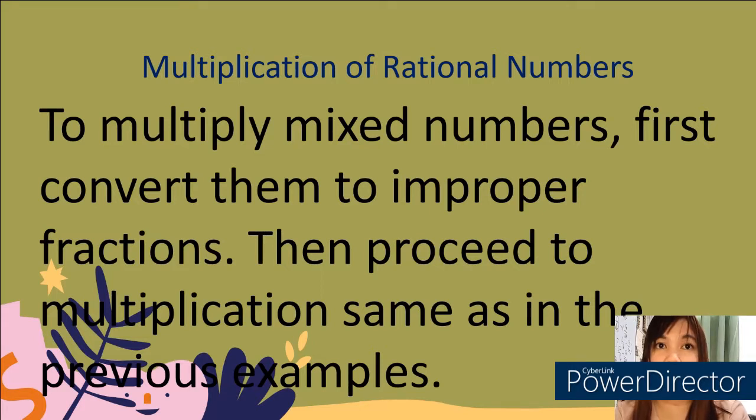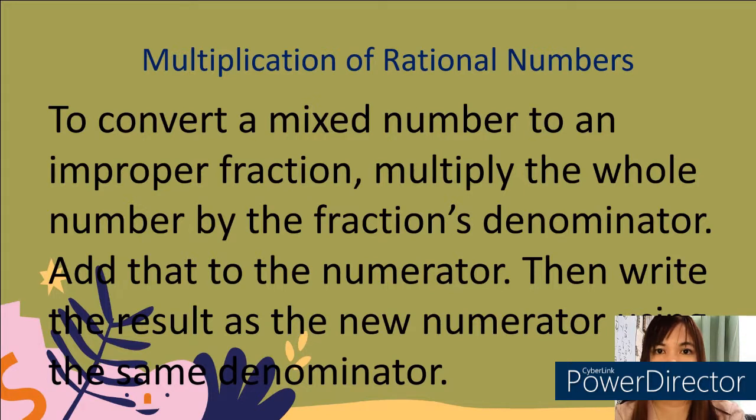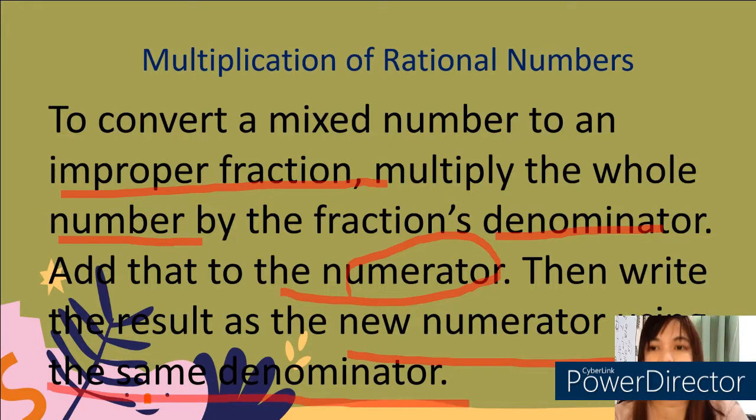Alright? So, how about if we multiply rational numbers with mixed numbers? To multiply mixed numbers, first we are going to convert them to improper fractions. Then proceed to the multiplication same as in the previous examples. To convert a mixed number to an improper fraction, multiply the whole number by the fraction's denominator and add that to the numerator. Then write the result as the new numerator over the same denominator. Okay, let's try.